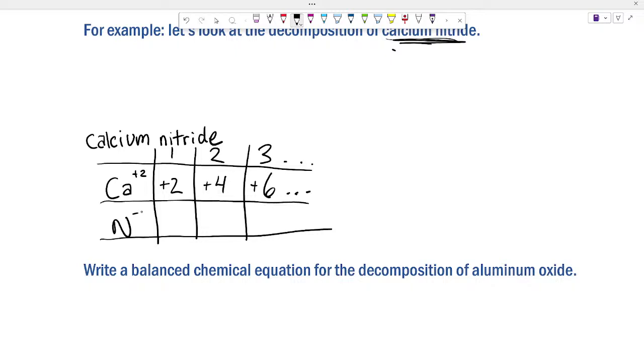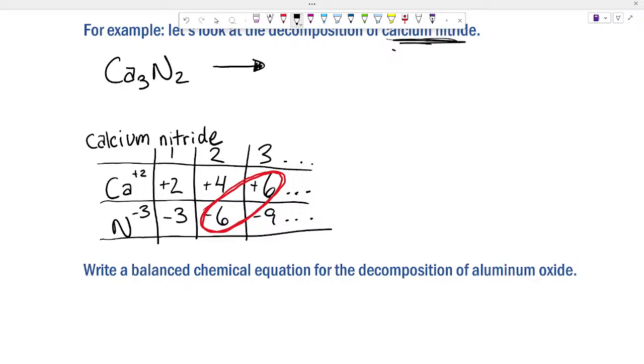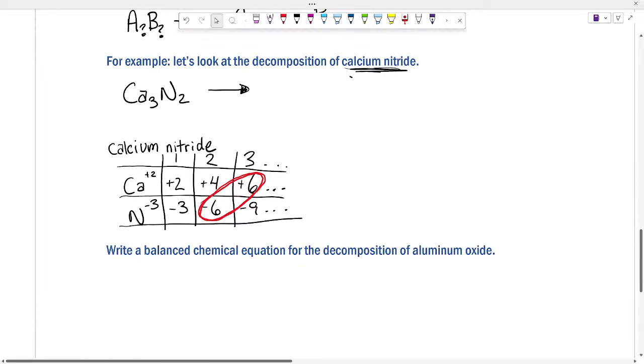Very good. And this is that annoying 2-3 mix again, right? We hate that annoying 2-3 mix. So 1 nitrogen would gain 3 electrons. 2 of them would gain 6. 3 of them would gain 9. We could keep going. And obviously, where's the nice meeting place? 3 and 2. Very good. Exactly right. 3 calciums, Ca3, will give away 6 electrons, and N2, 2 nitrogens, will be able to accept those.